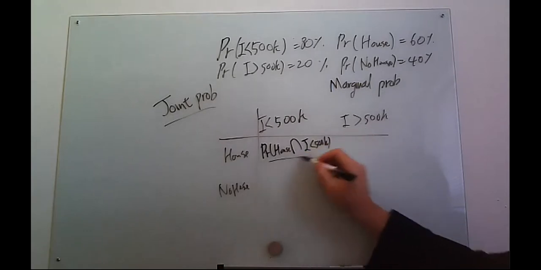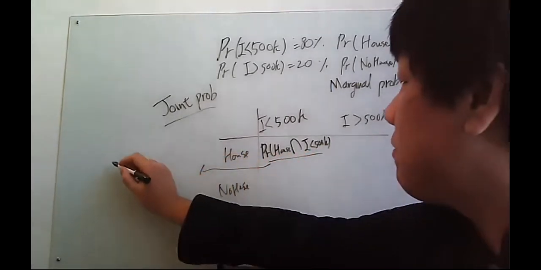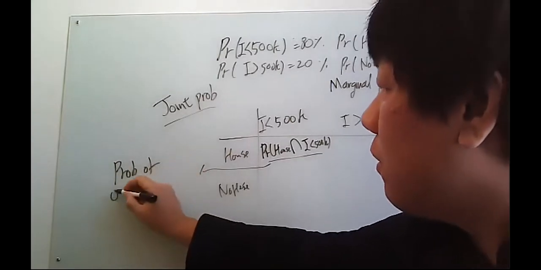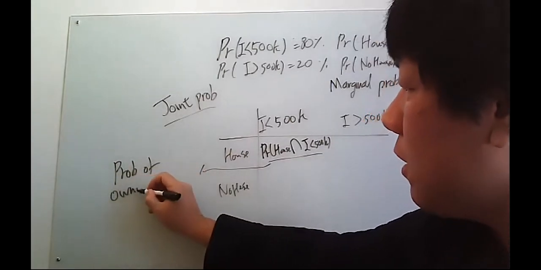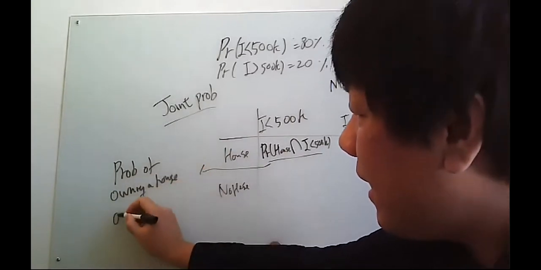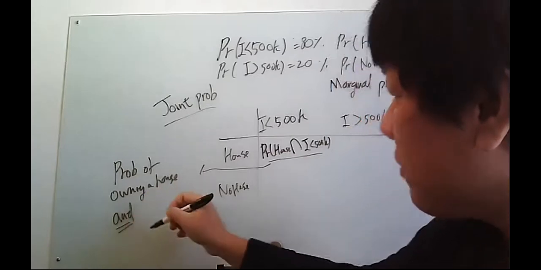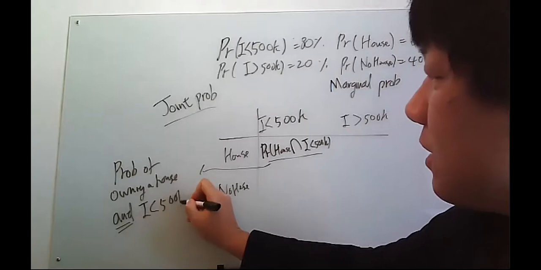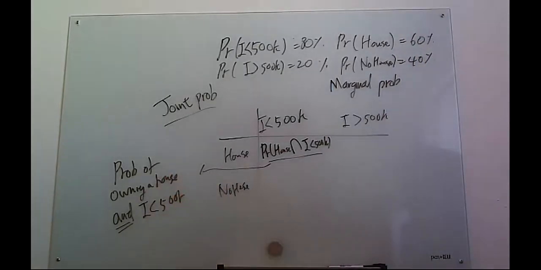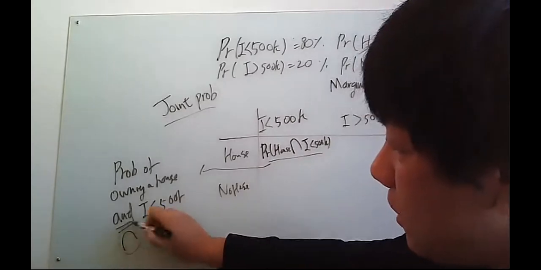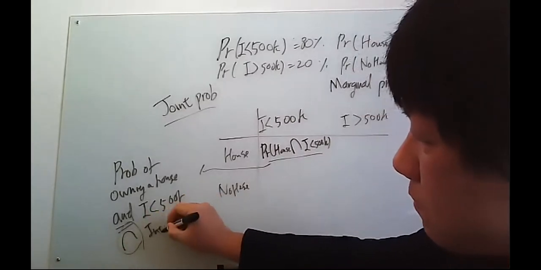So in English, you can say this is the probability of owning a house, and this is important, and your income is less than 500K. So it's got to be happening at the same time. That is called, this N is called the intersection. This is intersection.